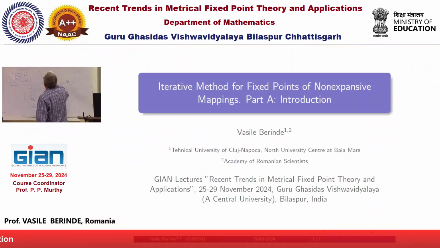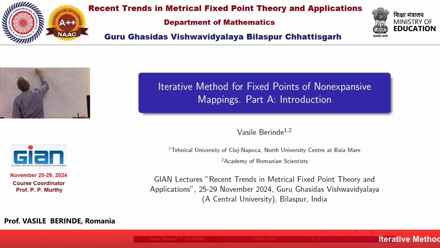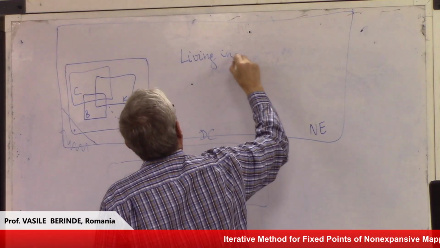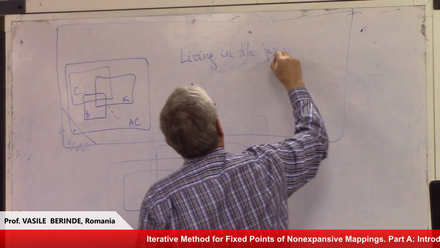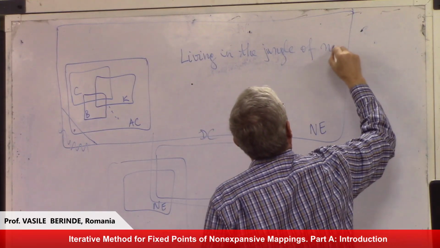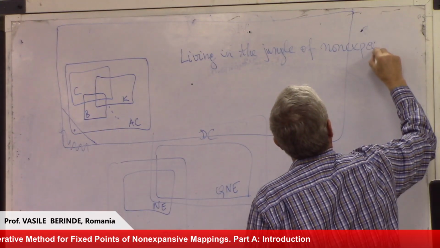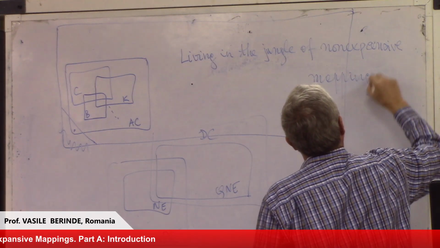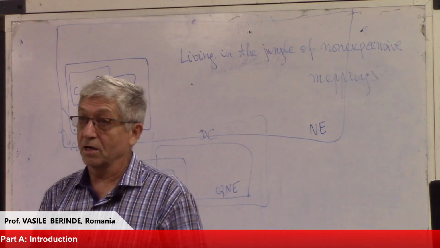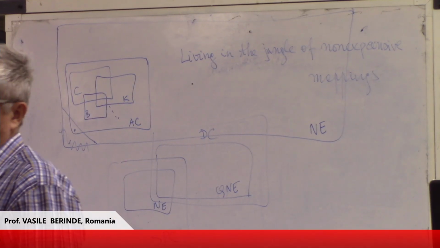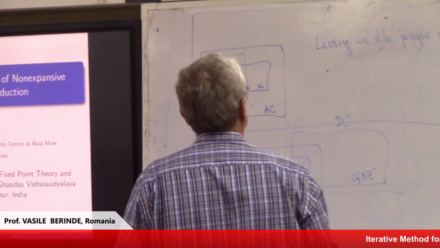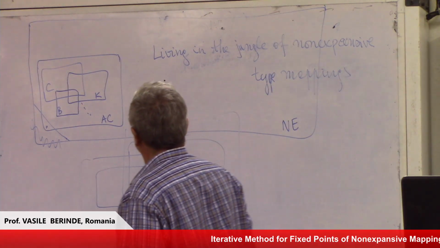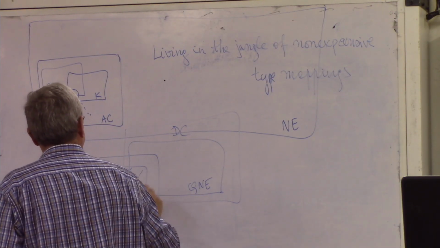Anyway, this enabled me to speak at one conference with the following title: Living in the Jungle of Non-Expansive Type Mappings. And if I have time enough, I'll show a part of this jungle. There are a lot of kinds of non-expansive type mappings. But essentially, this class is extraordinarily important.